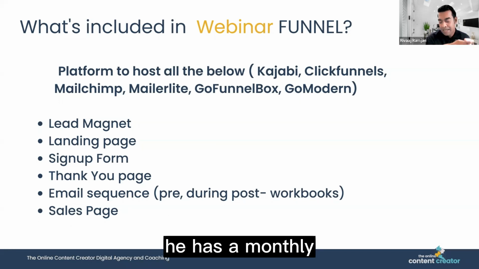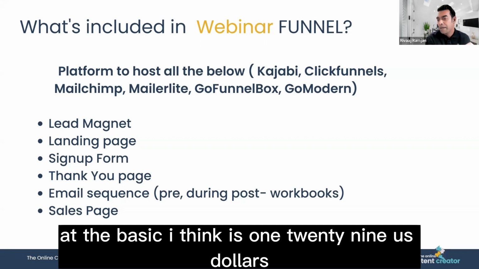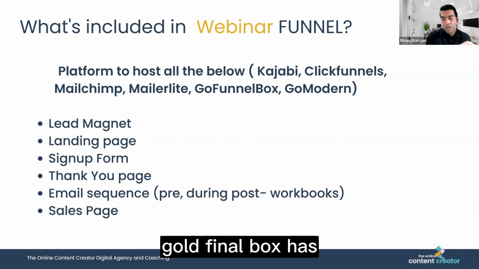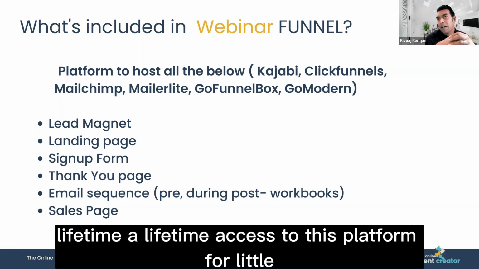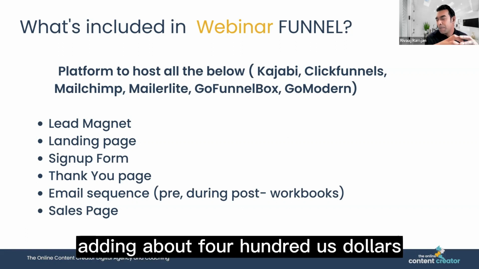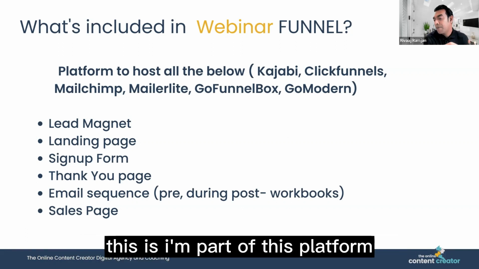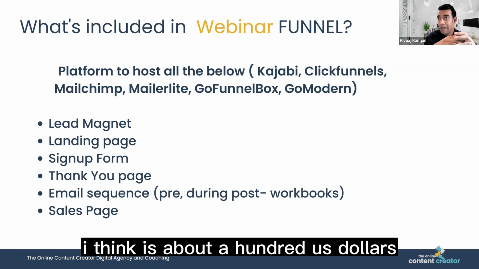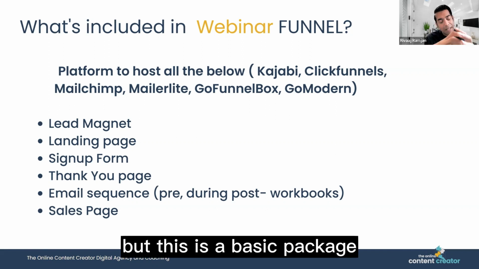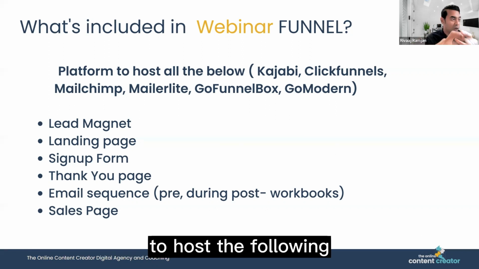Now, Kajabi has a monthly subscription fee. At the basic, I think it's $129 US. GoFunnelBox has a lifetime access to this platform for about $400 US. And Mordern, I'm part of this platform, and they've got an even lower price. I think it's about $100 US for lifetime access, but this is the basic package. But these are the platforms that you need to host the following.